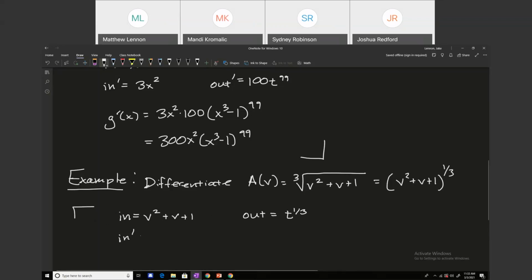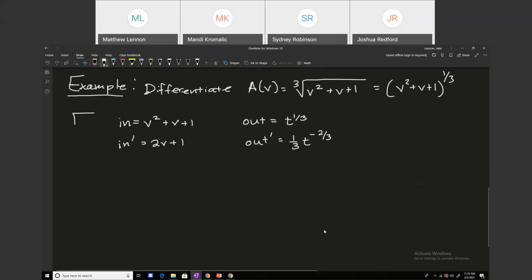So the derivative of the inside function is 2v plus 1. The derivative of the outside function would be 1/3 t to the minus 2/3. So then when multiplying, we would have a prime of v is the inside, so 2v plus 1 in parentheses, times the outside 1/3, and then change t back into v squared plus v plus 1 to the minus 2/3.